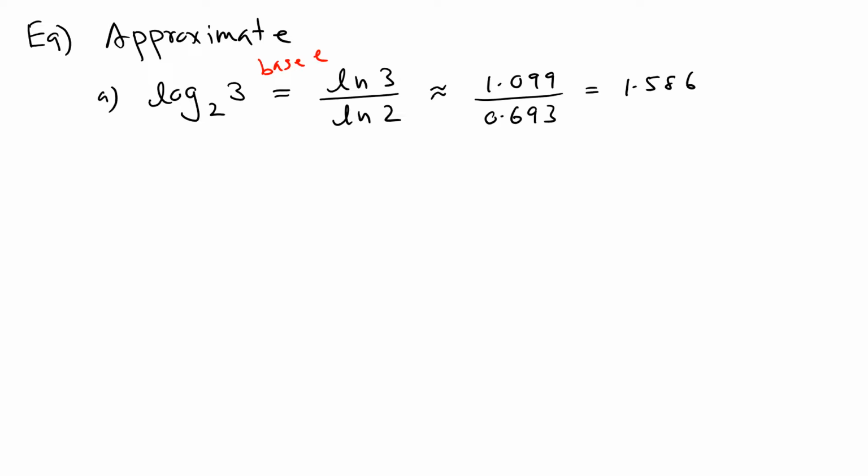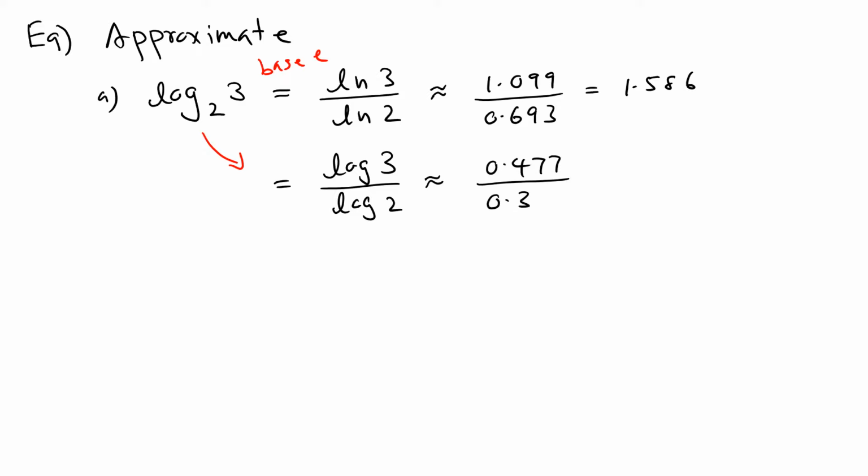Let's see what happens if you use base 10. If you use base 10, this equals log 3 over log 2, and if you use a calculator, log 3 is 0.477 and log 2 is 0.301, and again if you divide these two, you end up getting 1.585. So you can see that this is very close.